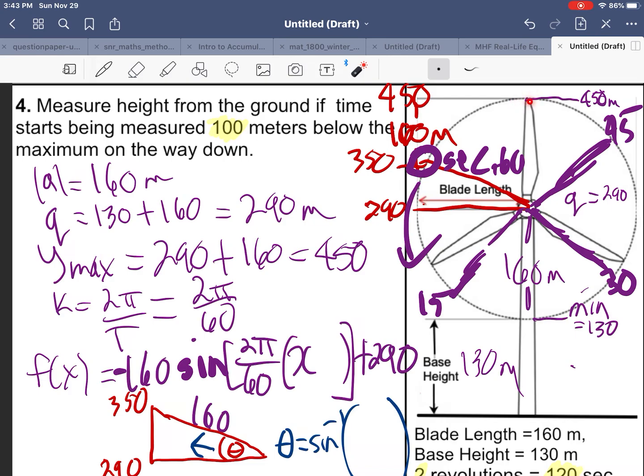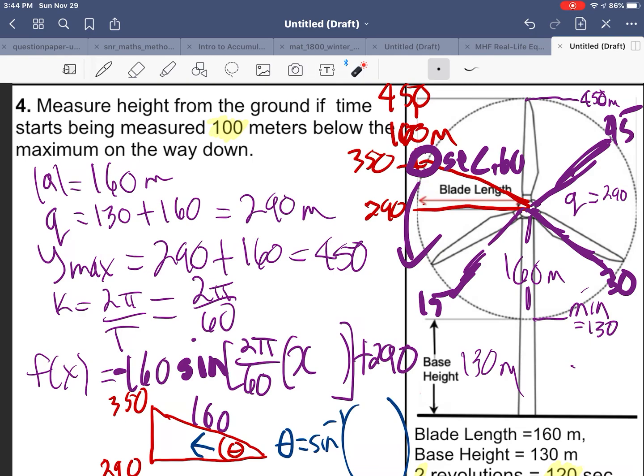Okay, the maximum y value. So what is the height at the top of the wheel? It's the 130 plus twice the radius, or the diameter. Or, from Q, 290 plus that distance from there to there, the radius, which is 160. So 290 plus another 160 is 450. So at the top of the wheel, we're at 450. So we have all of those things. Oh, by the way, the period is 60, and we know that k equals 2 pi over T, so that's 2 pi over 60.